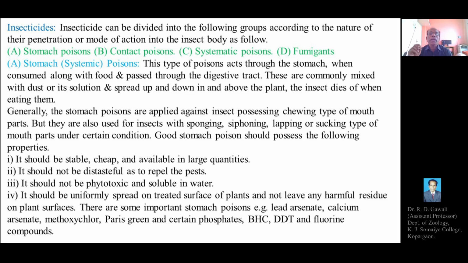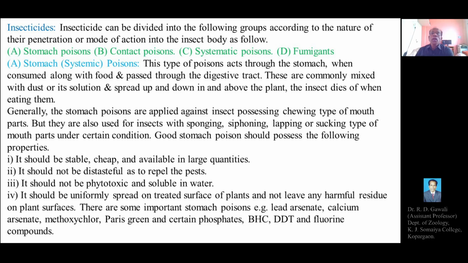Insecticides can be classified into four different groups on the basis of their mode of action. On the basis of mode of action, there are four categories or types of insecticides, and these are stomach poisons, contact poisons, systemic poisons, and fumigants.